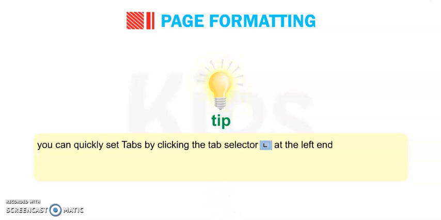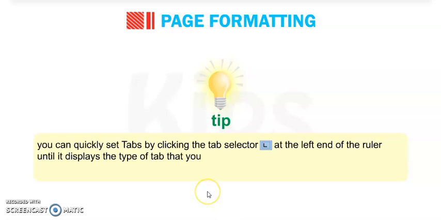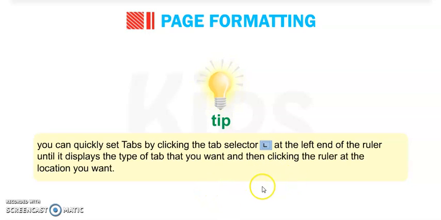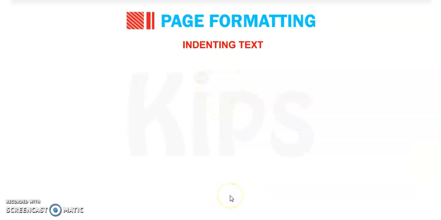You can quickly set a tab by clicking the tab selector at the left of the ruler. On the ruler bar, you can see this sign like an L shape. With this you can also set the tab stop: click until it displays the type of tab that you want, and then click the ruler at the location you want.